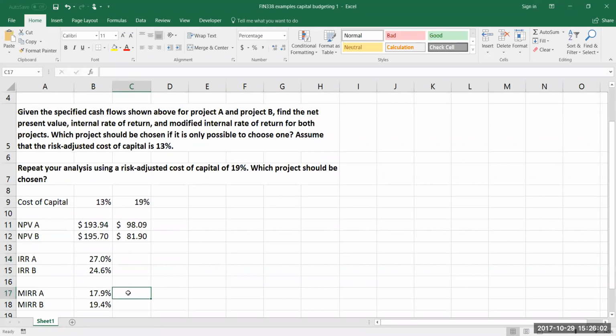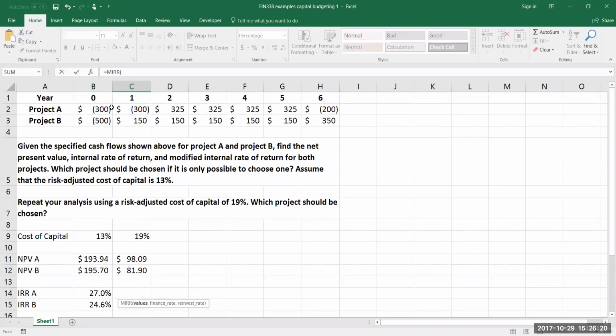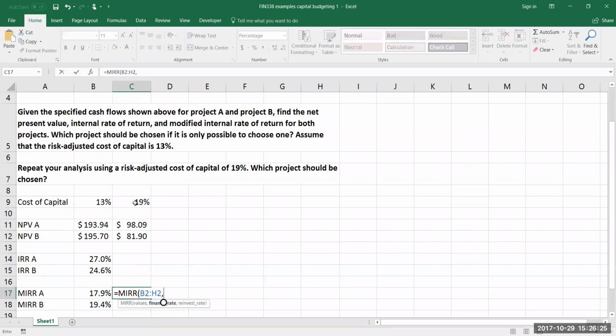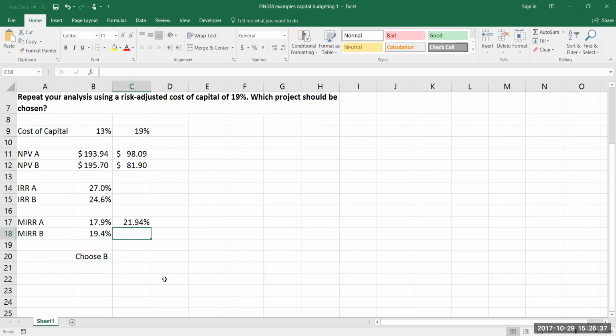Now for the MIRR, that's not the case because recall for the MIRR, I did have to specify what that cost of capital was. So because I have a different cost of capital, I'm going to get a different set of numbers. So let's calculate this again. So equals MIRR, and now we're going to highlight our values. And comma, it asks for a finance rate, which is now 19%, and a reinvestment rate, which is now 19%. And we'll close parentheses. And it turns out the MIRR is actually a little shy of 22% for project A.